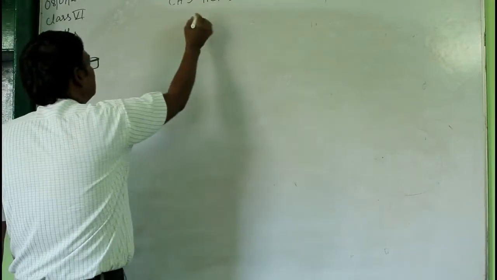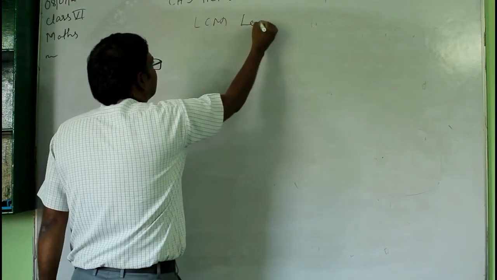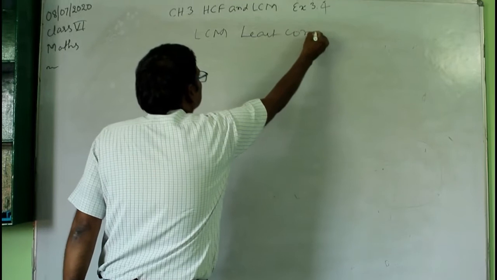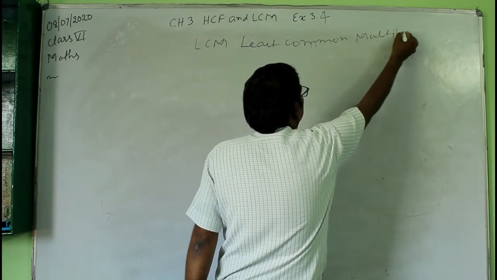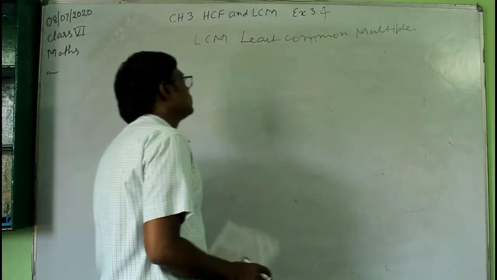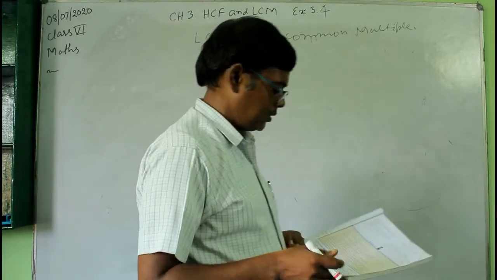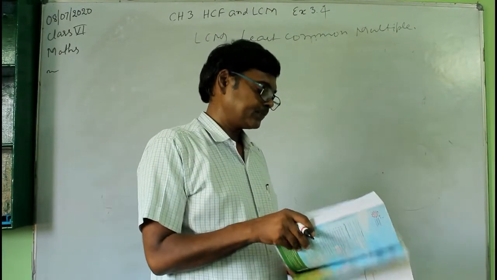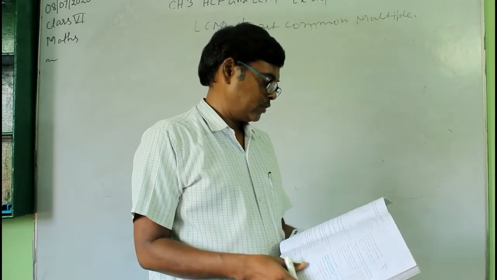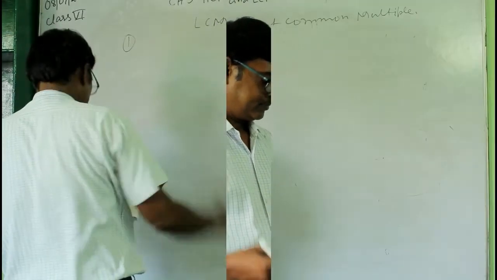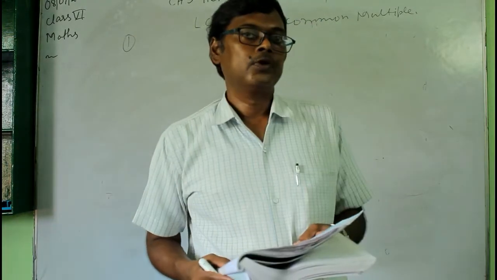Okay, LCM. In this, LCM means the least common multiple. Least common multiple. So I will start the first question here. Question number 1. Find the LCM of the following by the prime factorization method.